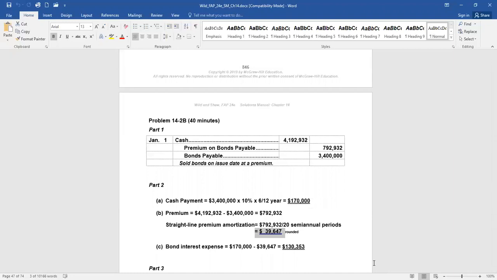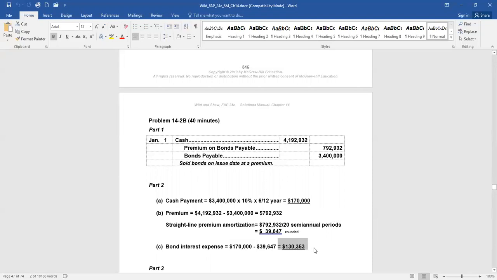But it doesn't increase our interest expense. It actually decreases the amount of interest. Here's what we're paying. That's what we're locked into. If we subtract the portion that would bring our interest rate down to what everybody else is paying, then we'll truly record what everybody else is. $130,353 is the true amount of interest expense.